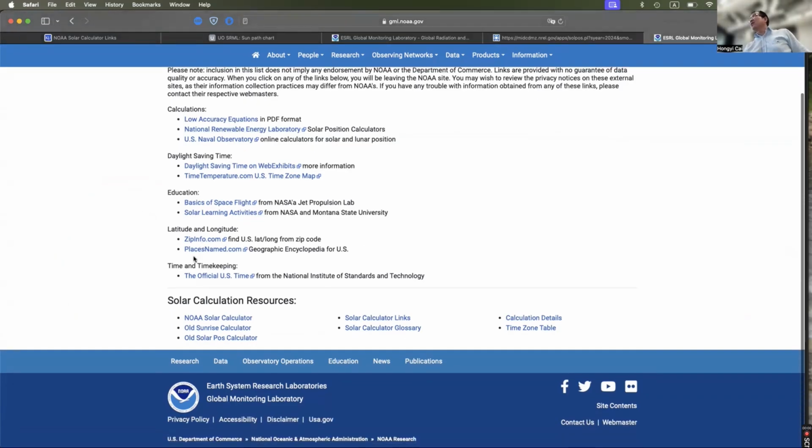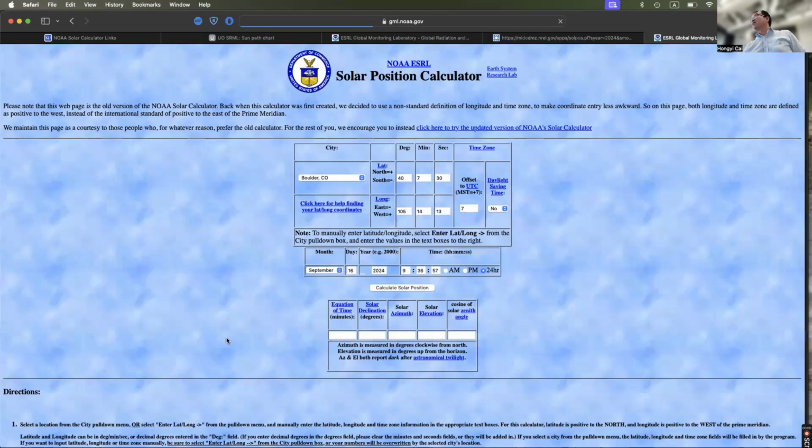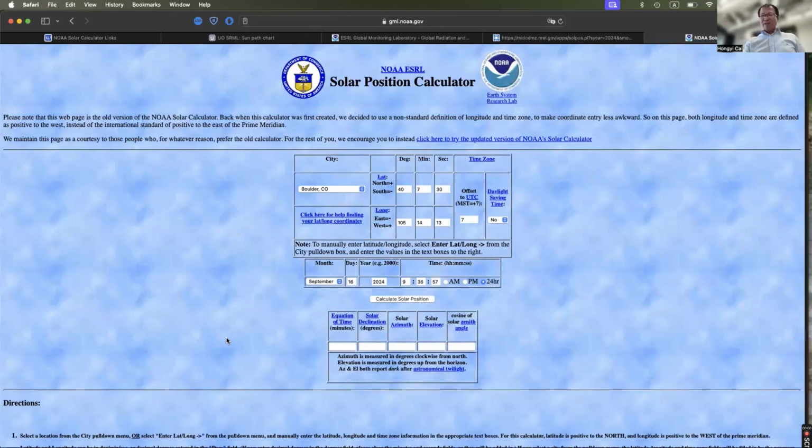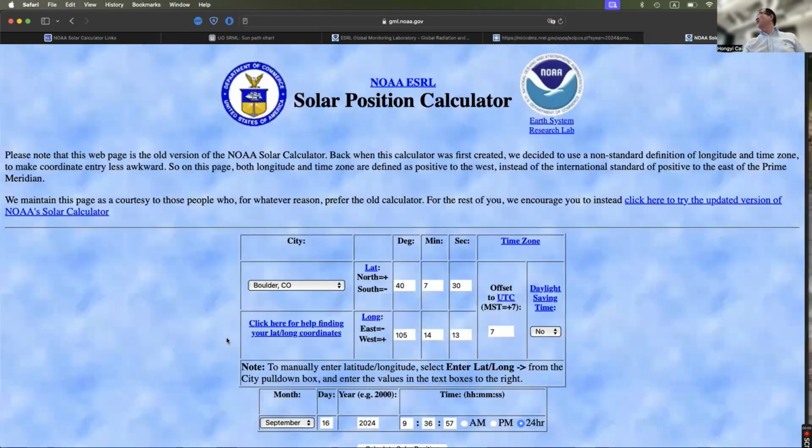Let's do the latitude, longitude. We don't care about that. We want to see the solar, the sunrise calculator, sun position calculator, solar calculator. Let me actually check the solar position calculator. Oh yeah, this is actually the one I want to use. Although it's called old, I think it's very precise.